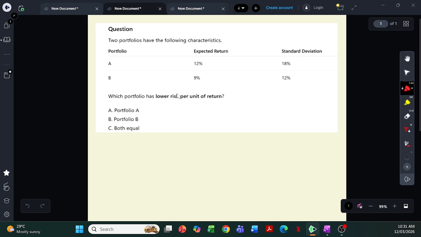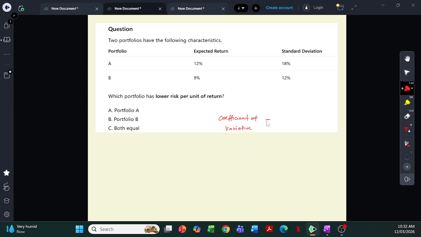Now let's go to the second question. Two portfolios have the following characteristics. There's portfolio A and B with the expected return and standard deviation. Which portfolio has lower risk per unit of return? For this, without even needing the formula, what it basically means is we need to find the coefficient of variation.